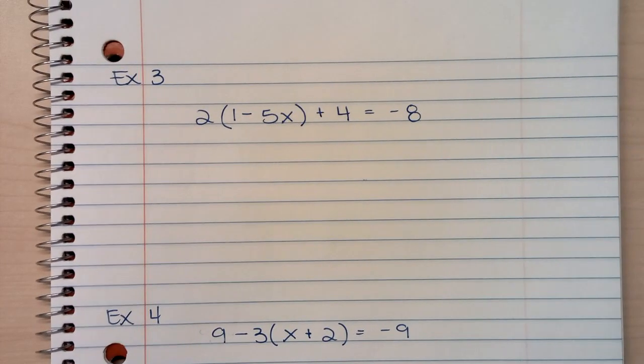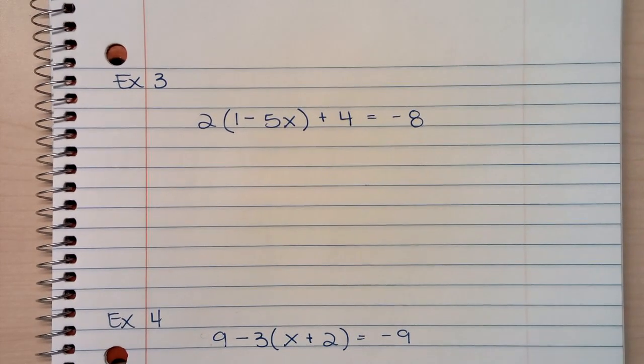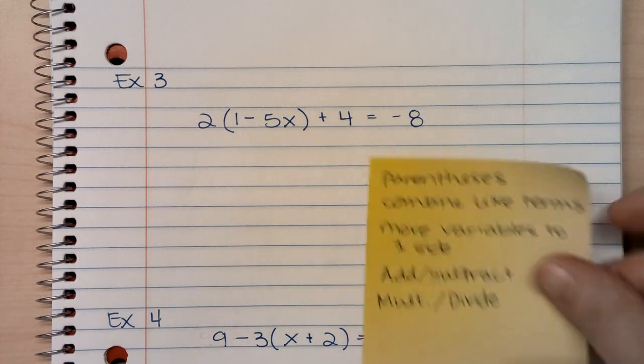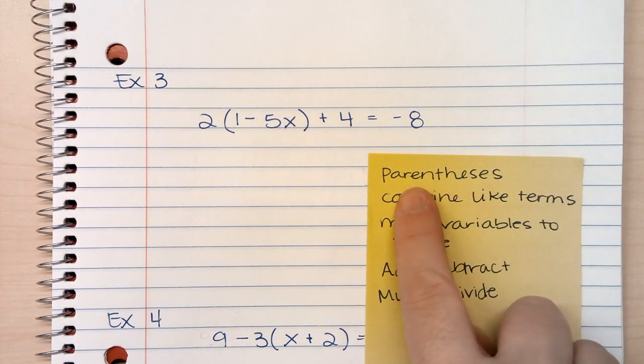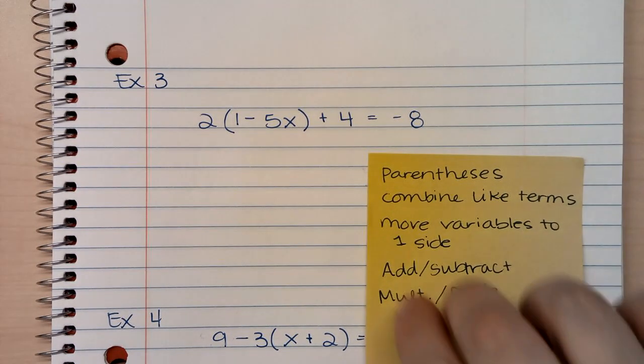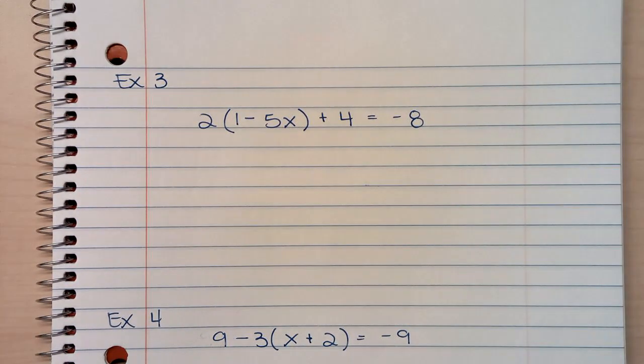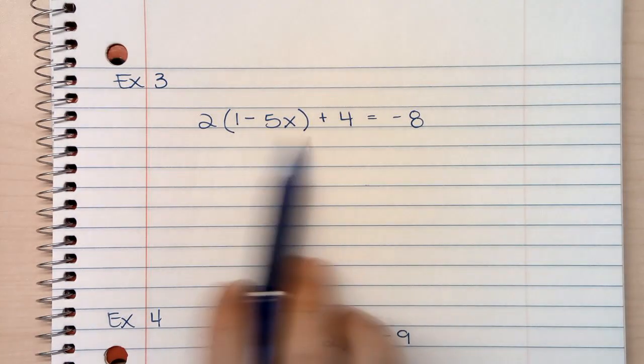Hi guys. Example 3, we're still reviewing 1.2, solving multi-step. So these equations get a little more challenging because we have an extra step. Remember my little post-it note here, we always want to start with parentheses. So we need to look for parentheses. I do see parentheses in this.